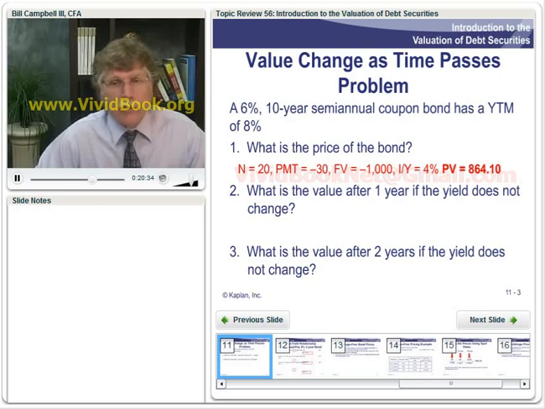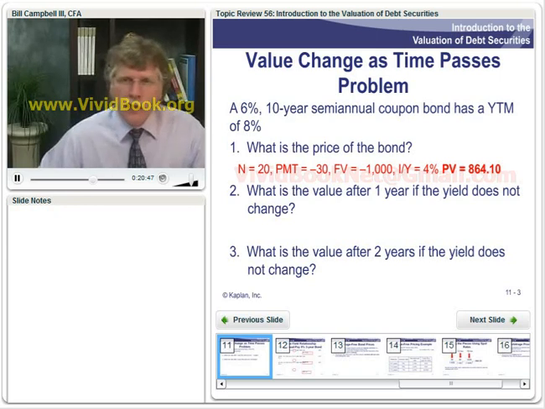Present value, okay, I was off a little bit. I overestimated. I thought it would be about $900. It's $864. Okay, still a reasonable number. It's less than $1,000, but it's not $600 or $700. Notice the present value is positive. Why? We're doing this from the viewpoint of the issuer. Today, they will receive $864.10 because they're selling the bond.